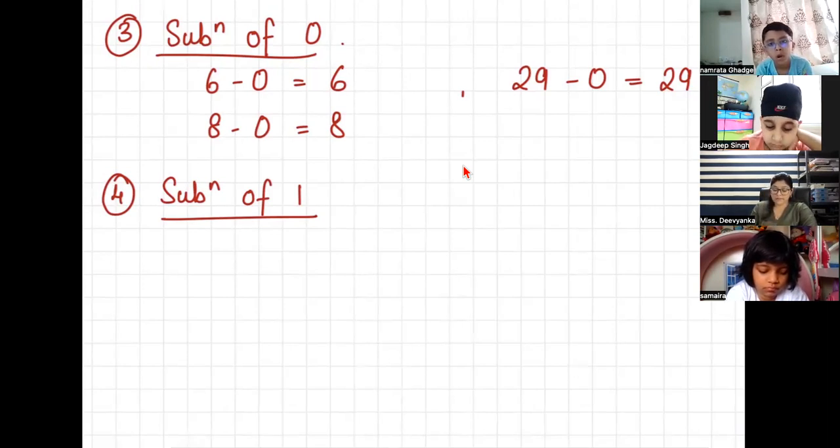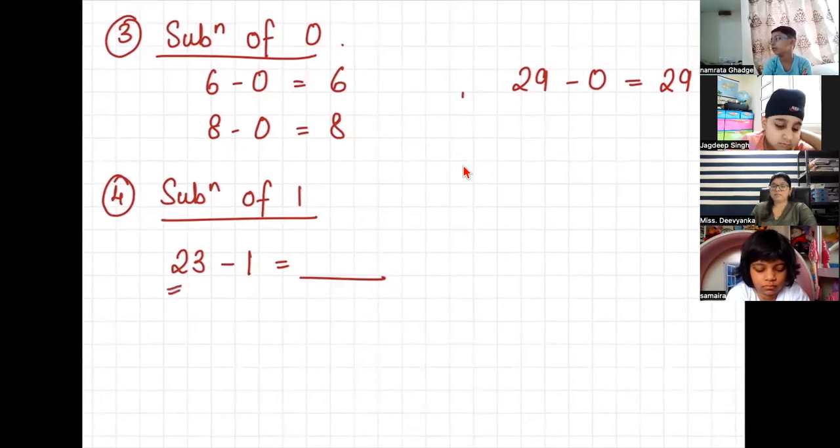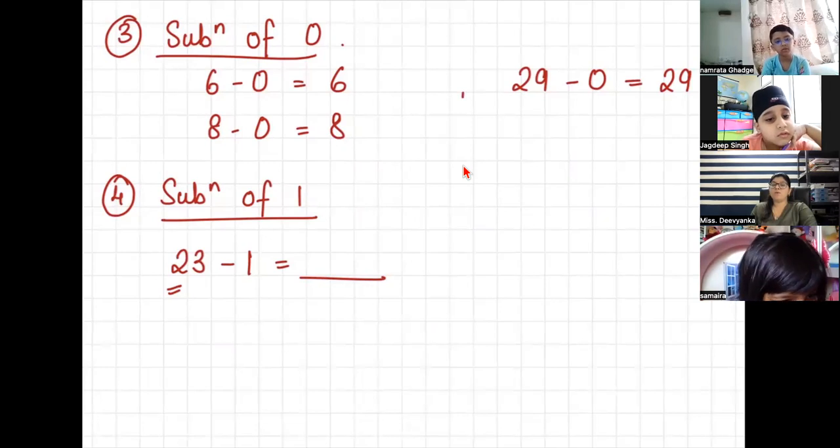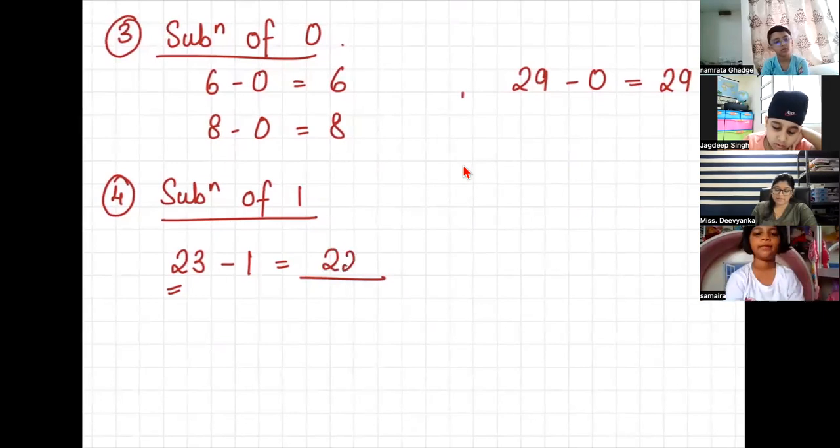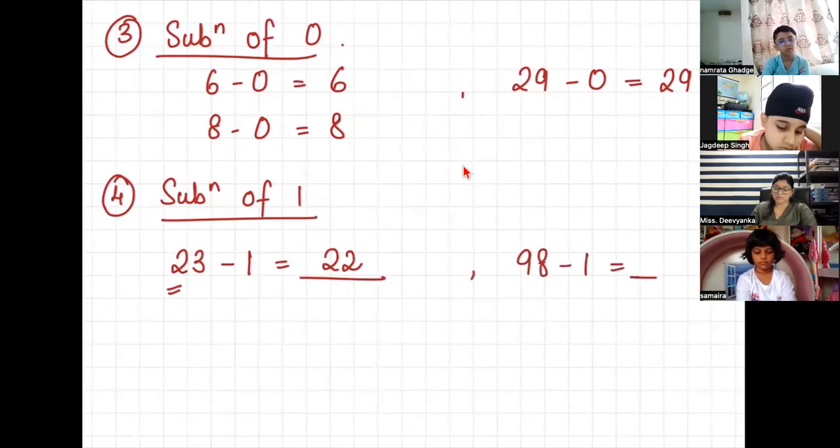What do I mean by that? If I'm doing 23 minus 1, what is the before number of 23? Unmute and tell me. Samaira and Ayans, you both are on mute, darlings. What is the before number of 23? 22. The answer is 22. What if I'm doing 98 minus 1? What will be the answer here? 97.